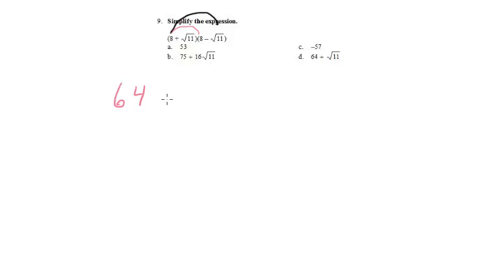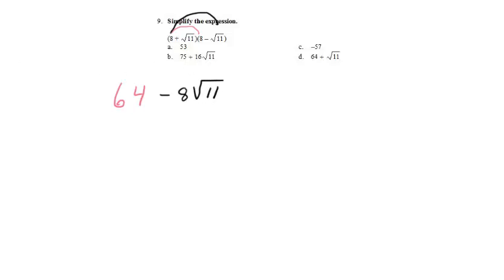Okay, simplify the expression. Well, we're going to have to use FOIL in this one. We're going to multiply it first, which is 8 times 8, which is 64. And then we will do first outer, which is 8 times negative square root of 11, so minus 8 times square root of 11.